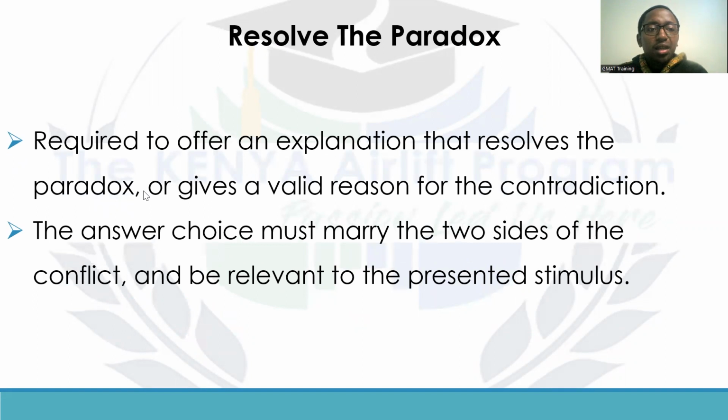So that's what we're saying here. You're required to offer an explanation that resolves the paradox or gives a valid reason for the contradiction. So the answer choice must marry the two sides of the conflict and be relevant. That means that it should connect the two sides. So it should explain both why we do not have the expected result and why the expected result happened.